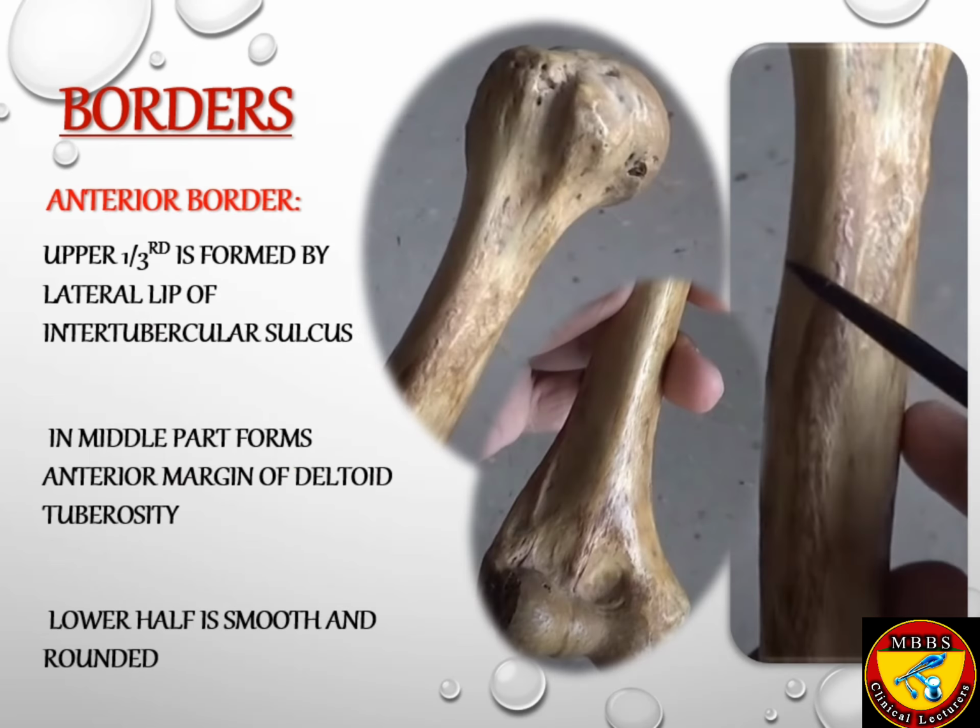First we will discuss the borders. Anterior border: the upper one-third is formed by the lateral lip of the intertubercular sulcus.